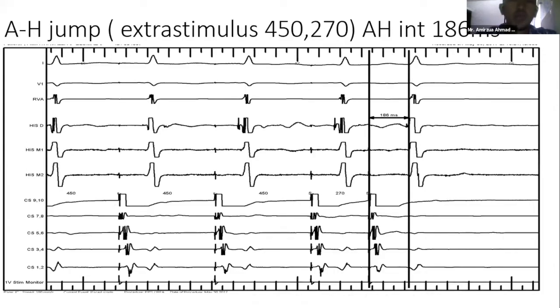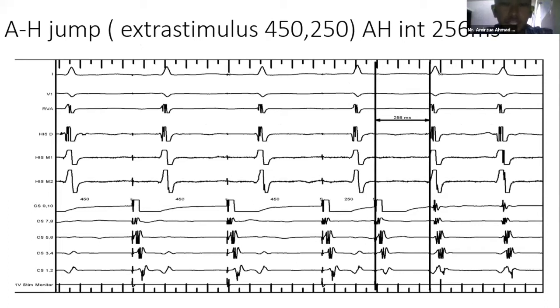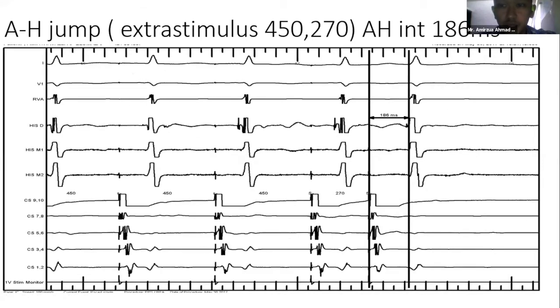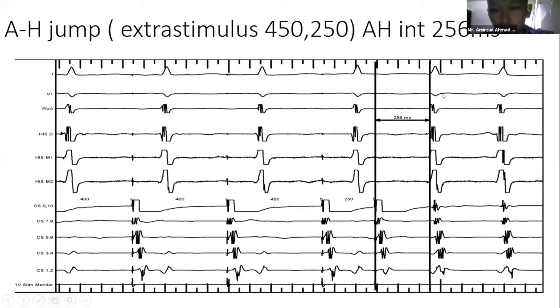To prove whether it is a jump or not, we need to perform an extra stimulus. First, this extra stimulus, 450 and 270. By measuring the last premature beat, A to H is supposed to be measured, but sometimes we cannot properly see the His signal, so we go for the ventricle. For this one, I just measure to the ventricle. From the A to the V is 186 milliseconds. Then the next step of extra stimulus, 450 to 250. Previous is 450 to 270. Doing 450 to 250, we see that after the last premature beat, the conduction to the ventricle is 256. 256 minus 186 is more than 50 milliseconds.